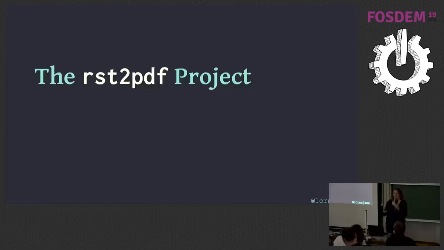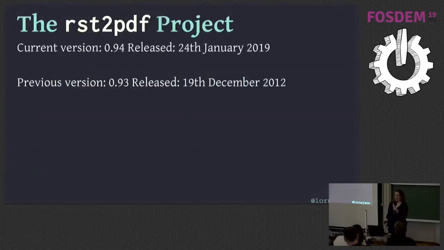Cool, so let's talk about the project while I've got a little bit of time left. rst2pdf is an open source project. The current version is 0.94, and that was released 24th of January 2019, so about a week ago. The previous version, 0.93, which is what you'll get if you install from apt or whatever, is 19th of December 2012. We went 6 years with no release.